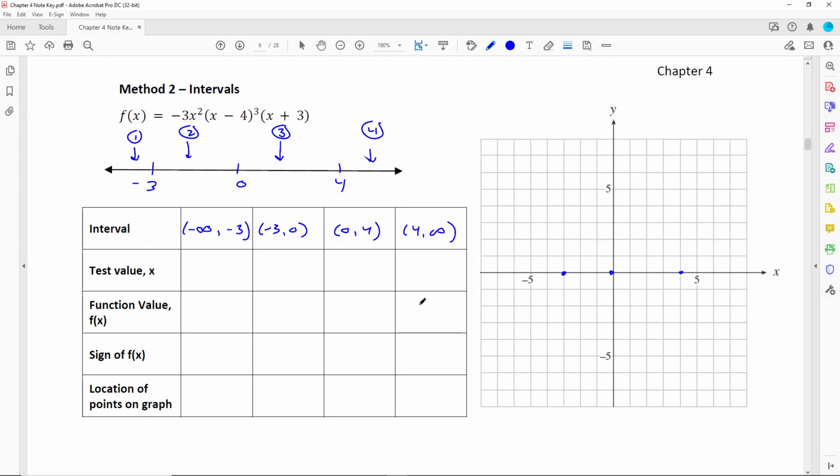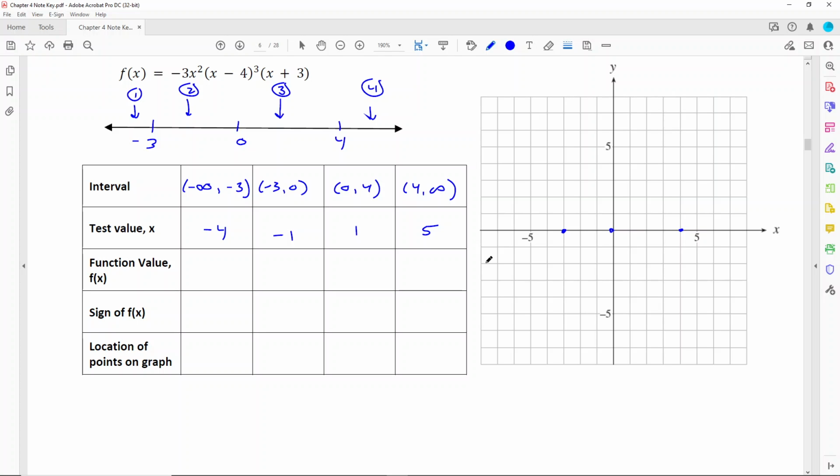determine the function value. So something between negative 3 and negative infinity would be negative 4. Something between negative 3 and 0 would be negative 1. Something between 0 and 4 would be 1. Something between 4 and infinity would be 5. And we plug these in for x and solve for y. So technically this would give us points, but as you're going to see, the points they give us, I'm never going to graph because they're crazy.